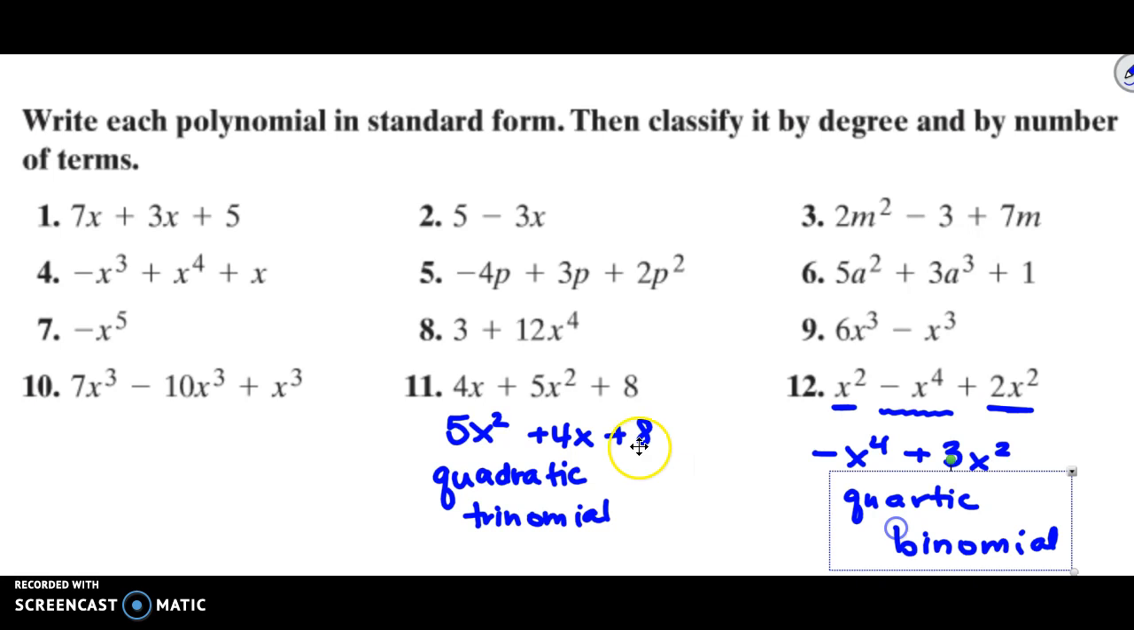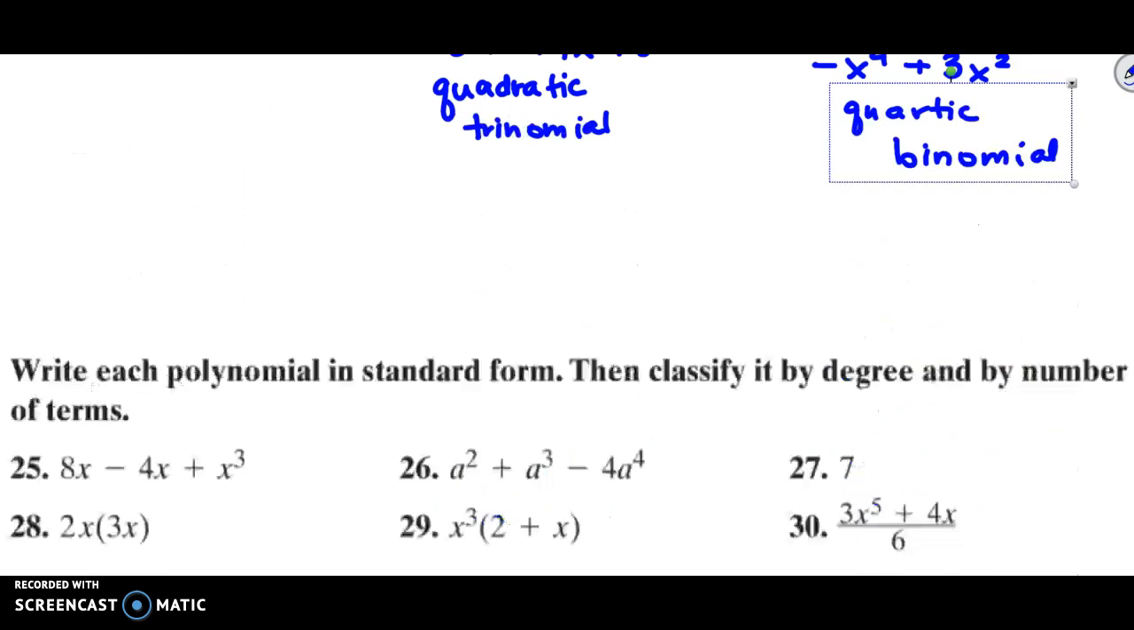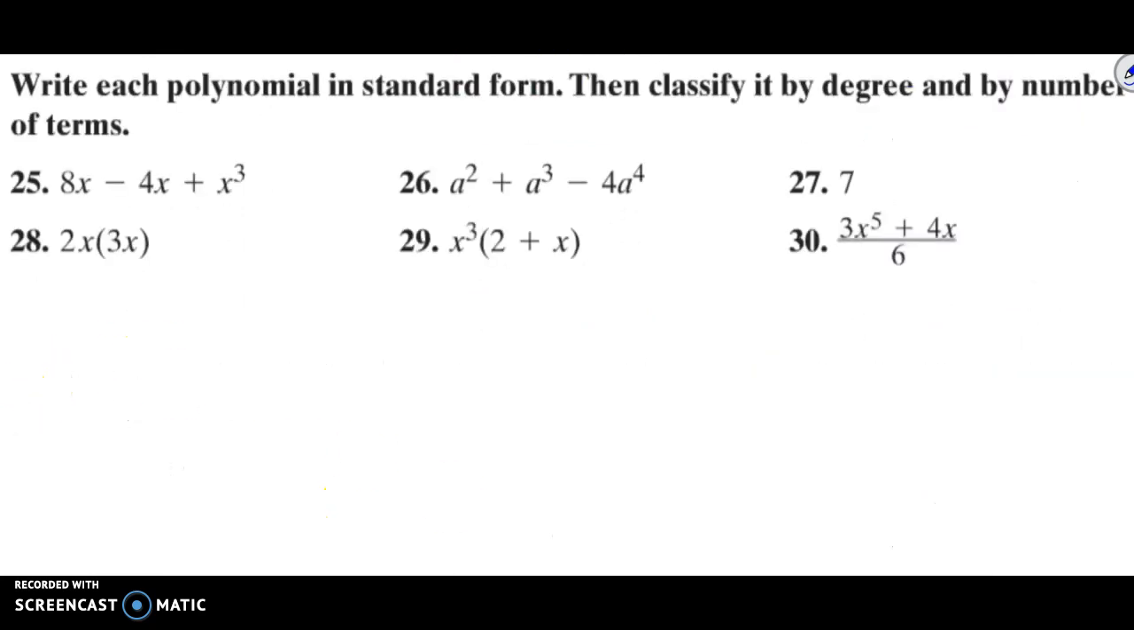Okay. All right, so now let's go ahead and take a look at the problems from 25 to 30. And I don't know about you, but number 30 really sticks out because it's the only one that is in fraction form, and we didn't have anything like that for the 2 through 12 part. So looking at number 30, you have 3x to the fifth plus 4x all over 6. This is the same as 3x to the fifth over 6 plus 4x over 6.